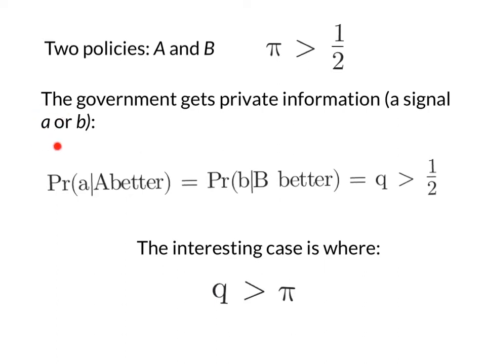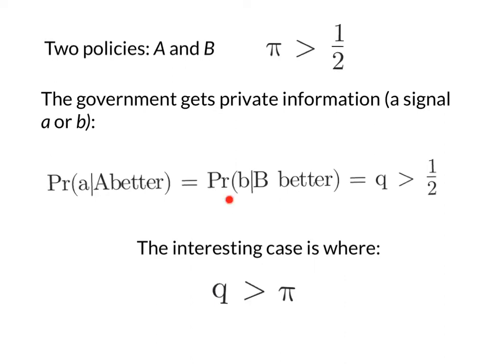A signal of little a is more likely if policy big A is the better policy. And signal little b is more likely if the policy big B is the better policy. For simplicity, we'll assume that those probabilities, those conditional probabilities, are the same. So the probability that the government is told little a, given that big A is the better policy, is going to be given by Q, which is greater than a half.